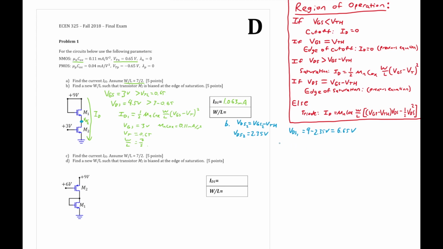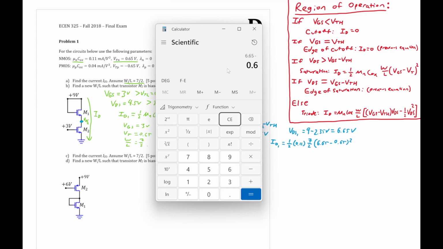So this means that we have everything we need to solve for our current, ID1, because that is equal to 1 over 2, our mu n COX is 0.11, our W over L is 7 over 2, our VDS1 is 6.65 volts minus our VTH of 0.65, and we square that. All right, 6 squared, 36, times 7 divided by 2, times 0.11 divided by 2. And we get our ID current is 6.93 milliamps.